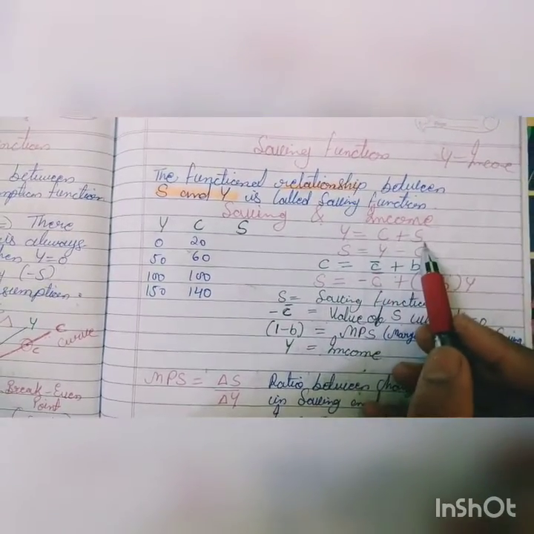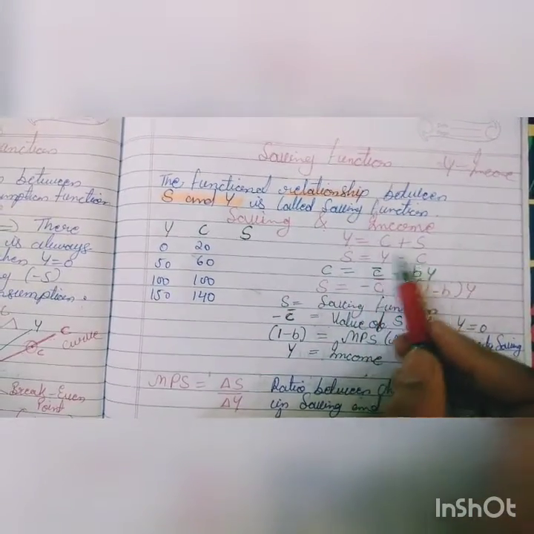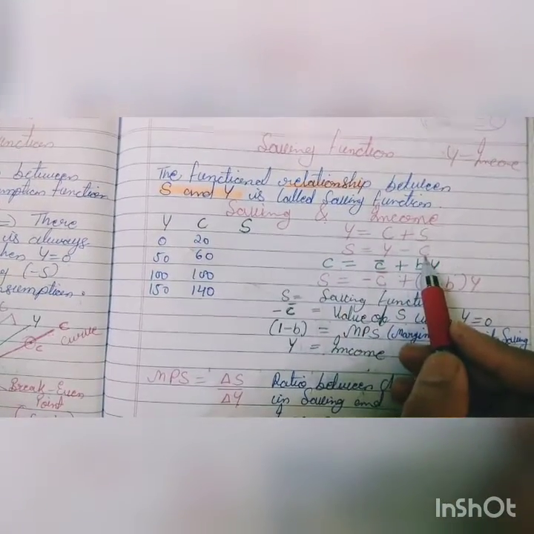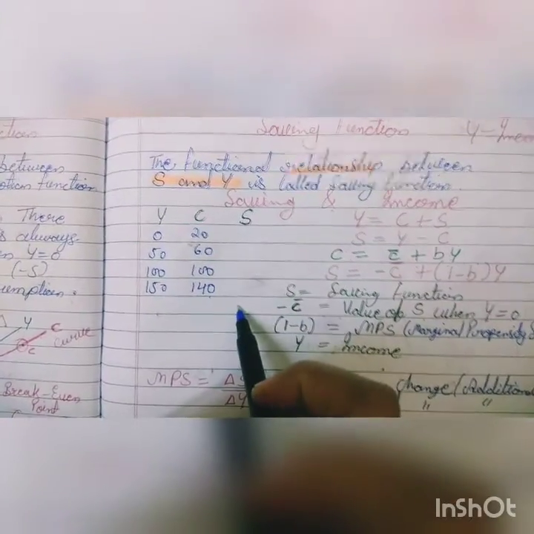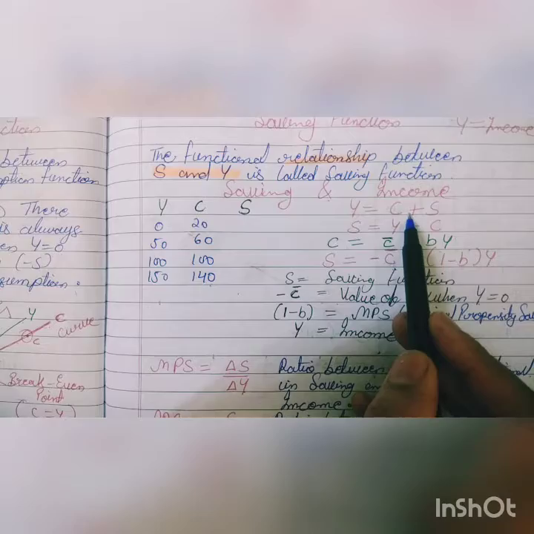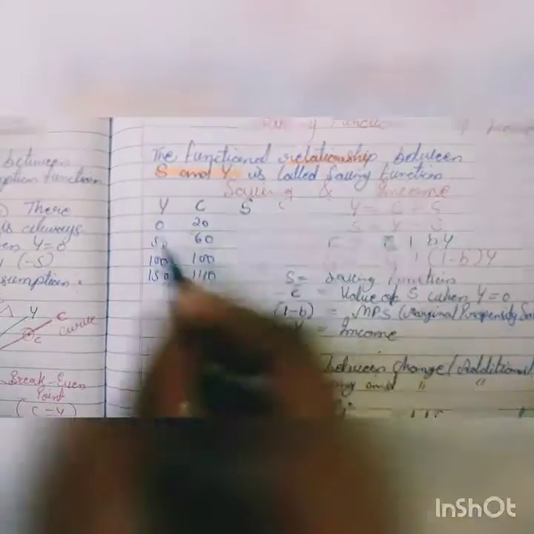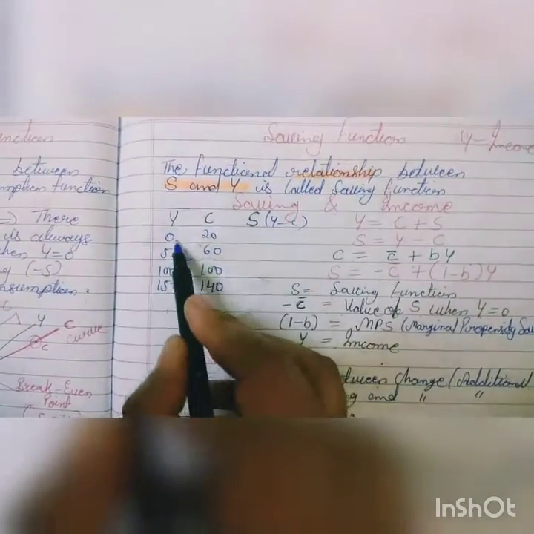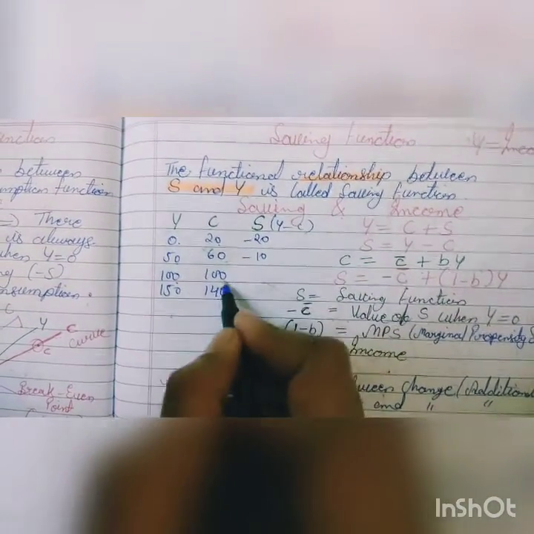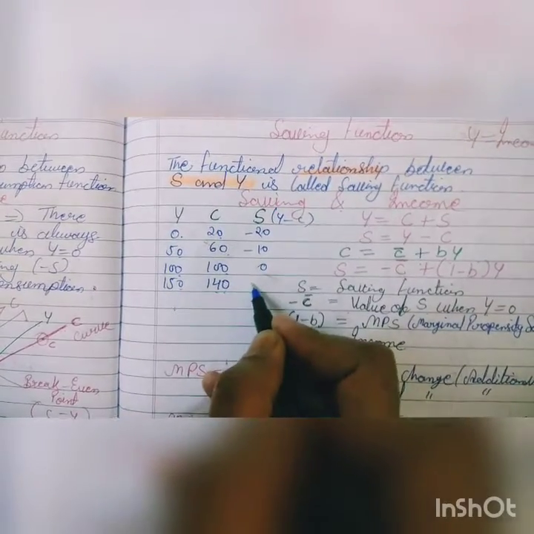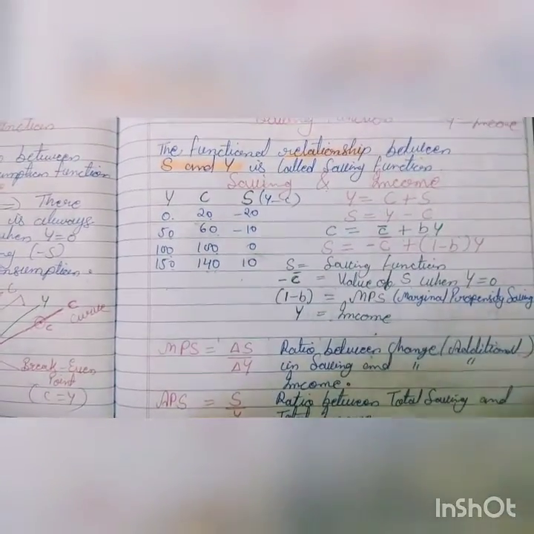So if one is given and income is also given, we can find the other one. S equals Y minus C, because C goes to the left side. In a numerical question, sometimes Y and C are given, and we find S. Because Y equals C plus S, S equals Y minus C. So 0 minus 20, S value is minus 20. 50 minus 60, S value is minus 10. 100 minus 100 is 0. 150 minus 140 is 10. Like this we calculate the saving value, because Y equals C plus S.